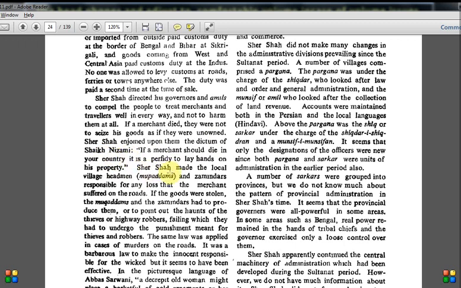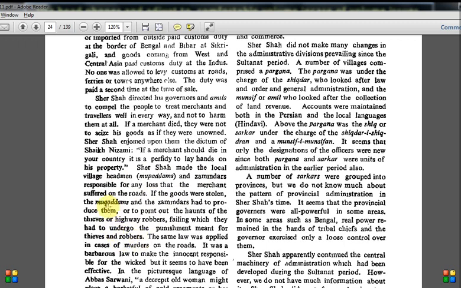Okay, so Sher Shah made the local village headmen, the muqaddams, and zamindars responsible for any loss that the merchant suffered on the roads. I have seen this term somewhere. Here it is spelled in two different ways, maybe one is a typo, but the term you should know is about the village headman. If the goods were stolen, the muqaddam and the zamindars had to produce the thieves or point out the haunts of the thieves or highway robbers, failing which they had to undergo the punishment meant for the thieves and robbers.